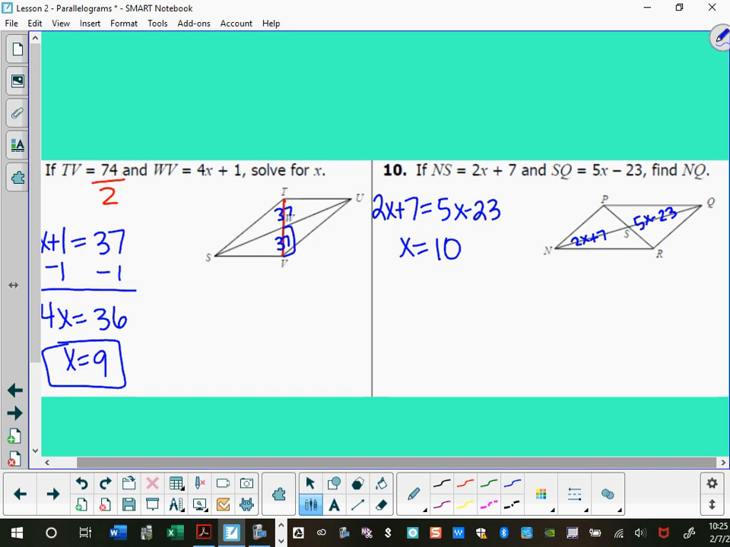NQ. So what I'm going to do, if you want, you can just type this in. You can go to Desmos, and you can type in 2 times 10 plus 7 plus 5 times 10 minus 23. If you type in all of that, you'll get NQ is 54. That is the length of the side, not the degree.